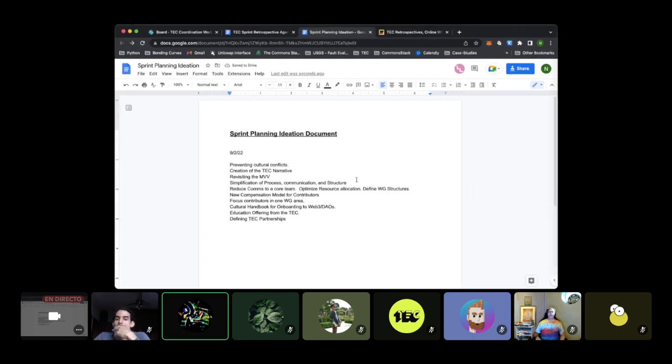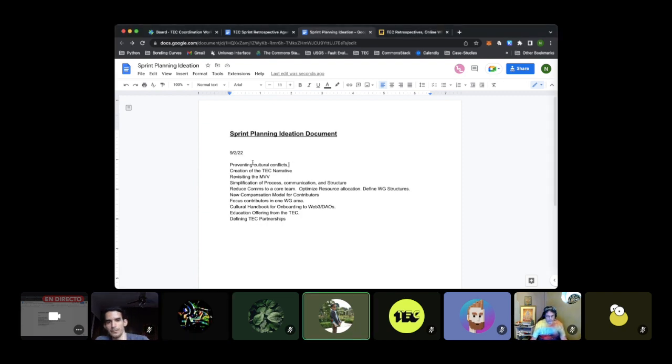Preventing cultural conflicts is going to be the first one. Gravity. Yep. What is it when it comes to pros? Like, what is something tangible that we can do, and cons is like why this shouldn't be a priority. Does anybody want to take a stab at it?